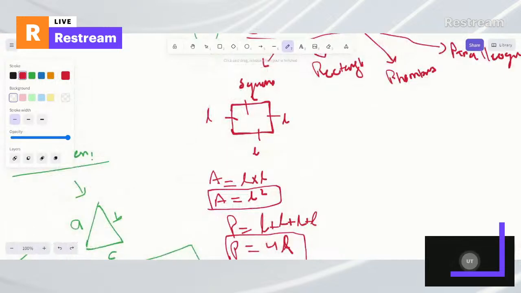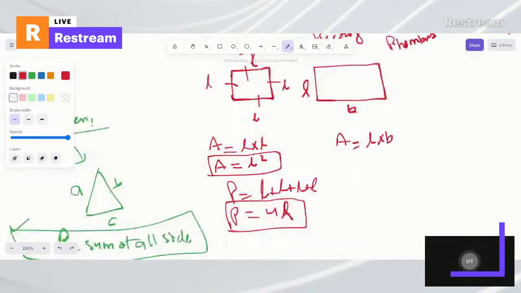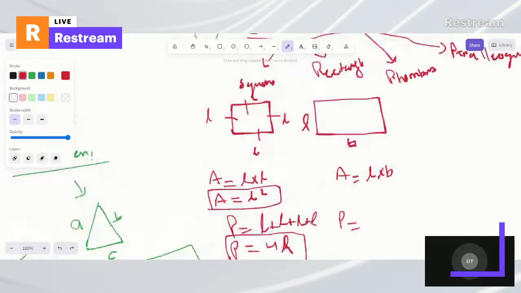Now let's move on to the rectangle. A rectangle is essentially a shape which has one side longer than the other. This is called the length, and this is called the breadth. It could also be called the width, so anything that you like. In terms of area, we write it as length times breadth. Now in terms of perimeter, what does it mean? Opposite sides are equal.